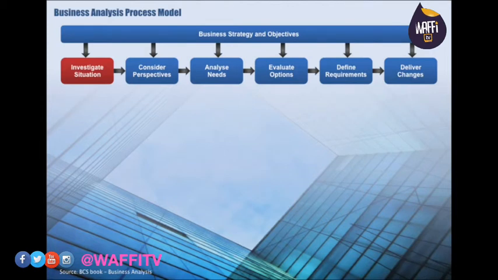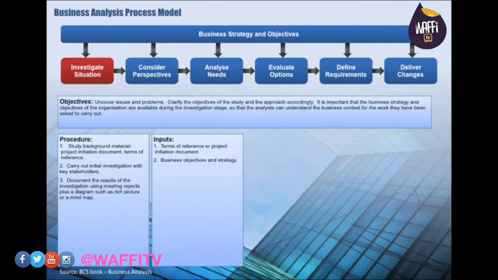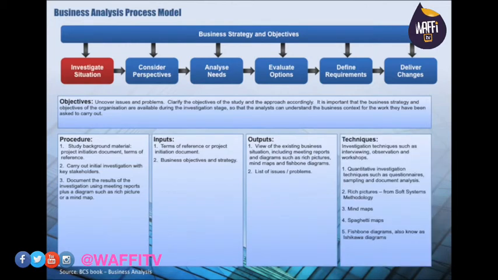Each stage of the business analysis process model has additional information to guide you during your analysis activities. This includes for each stage the objectives, the procedure, inputs, outputs, and some of the techniques. If we look at the investigate situation stage, for example, the objectives are to uncover issues and problems, to clarify the objectives of the study and the approach accordingly.